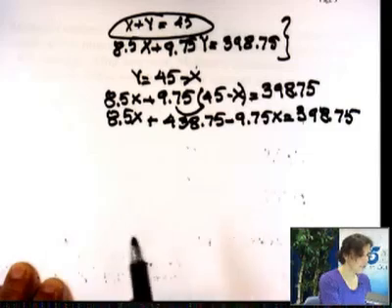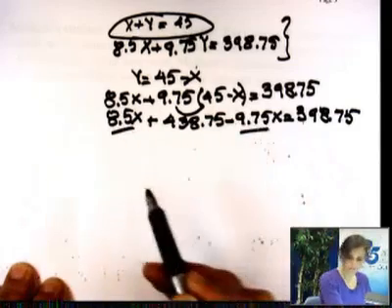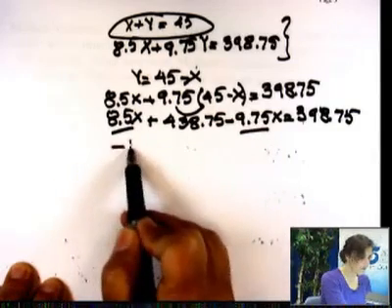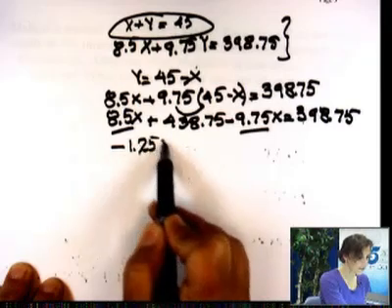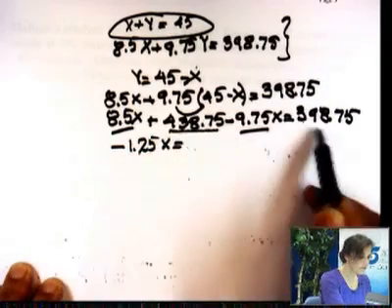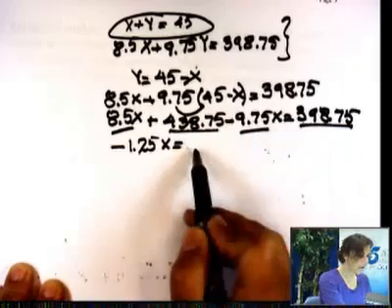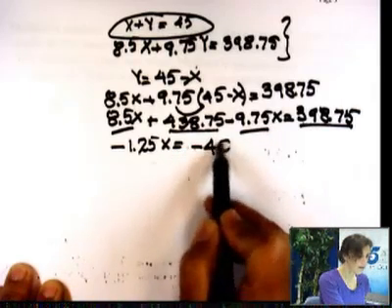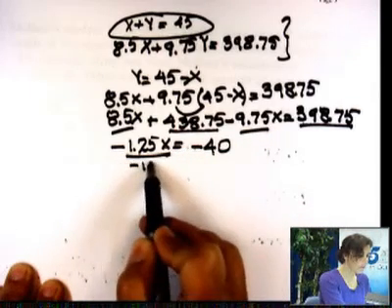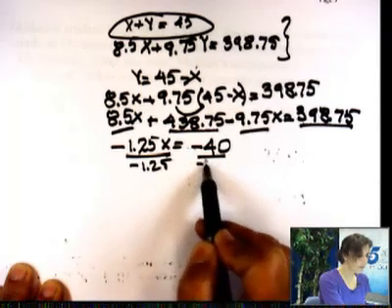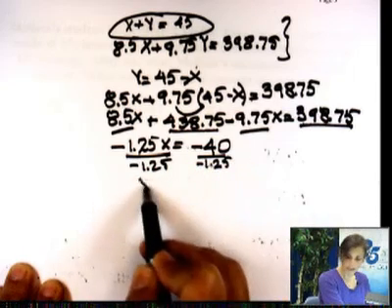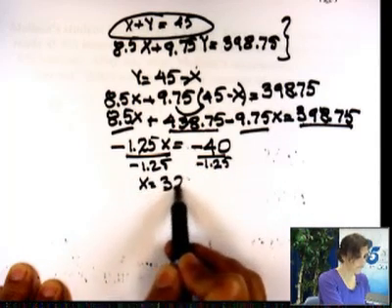All right. So let's put these two together. That would give you a negative 1.25x. And let's put these two together. That will be negative 40. Divide both sides by negative 1.25. I get x of 32.